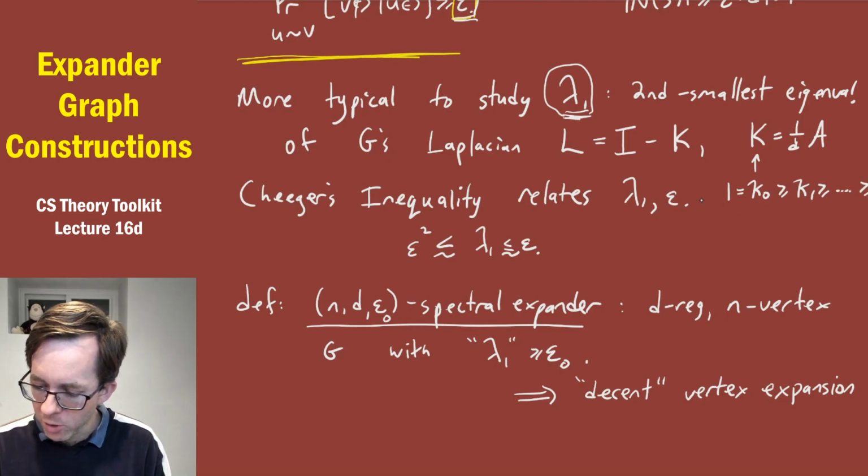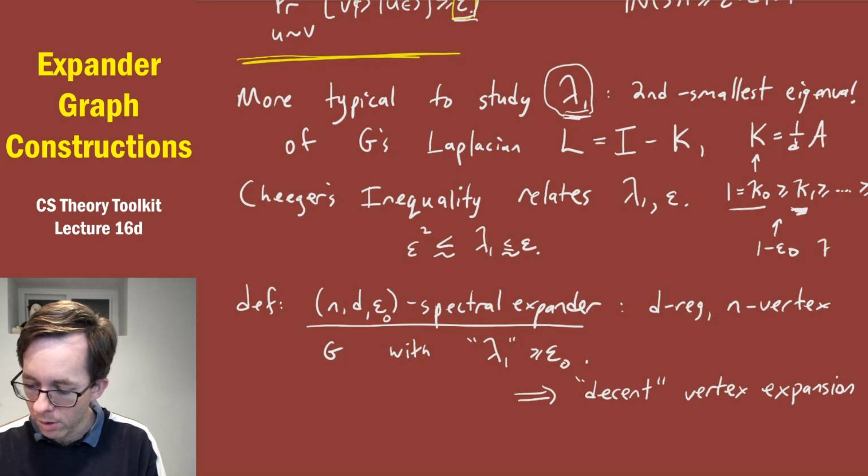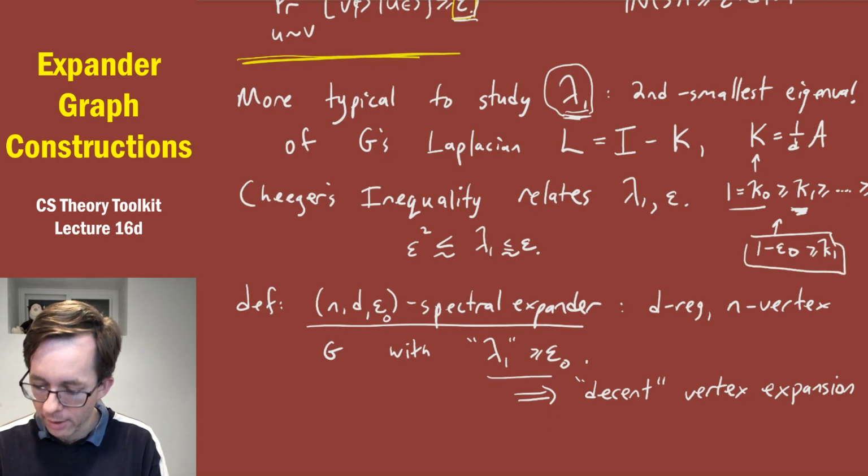Okay, and so just as L had a trivial eigenvalue of 0, K has this trivial eigenvalue of 1, and so the key parameter is kappa 1. In particular, the key interest is how far away from 1 it is. So we call it a spectral expander when kappa 1 is less than or equal to 1 minus epsilon 0. That's equivalent to this condition on lambda 1 being at least epsilon 0.